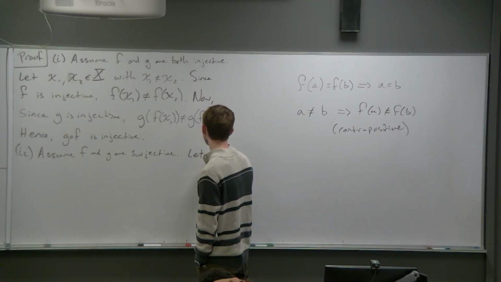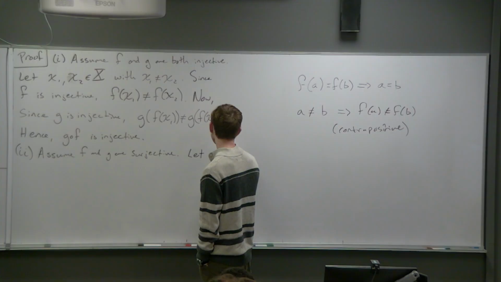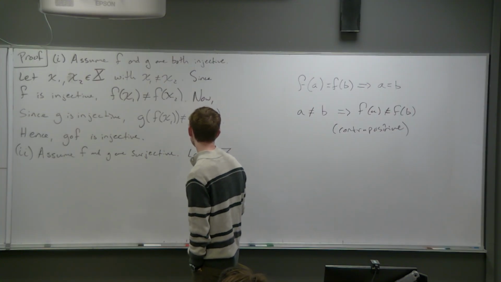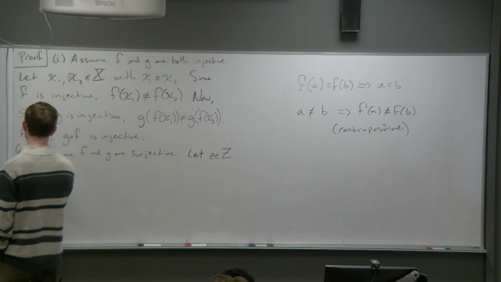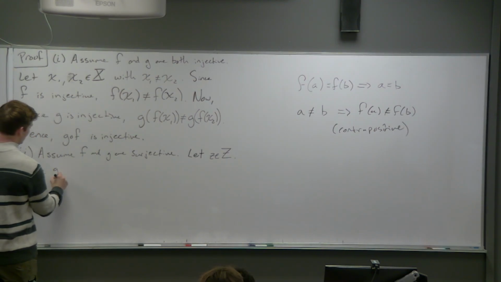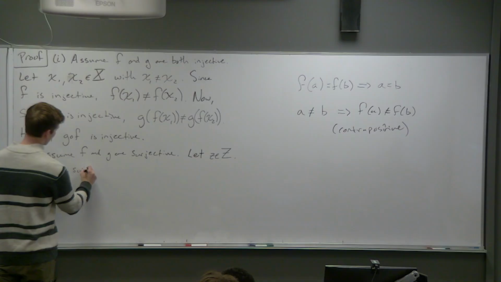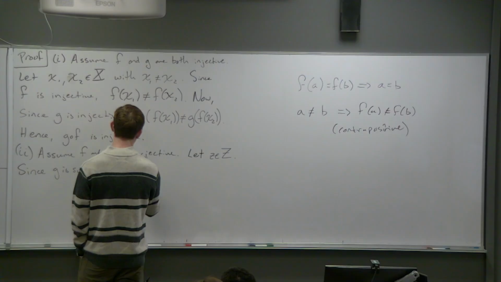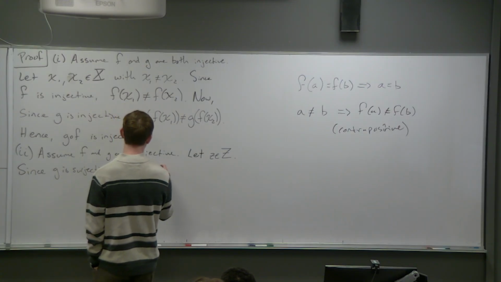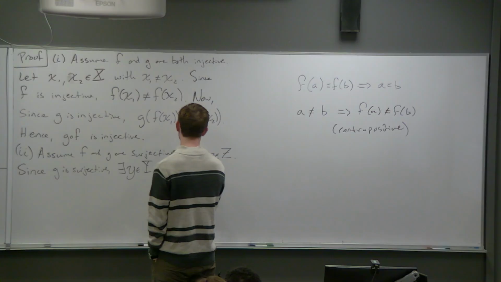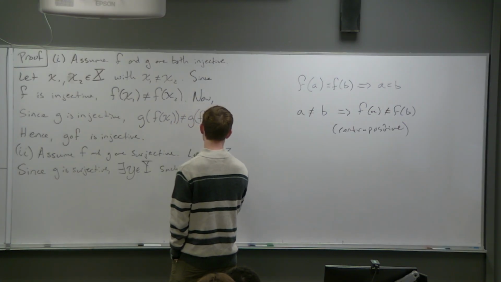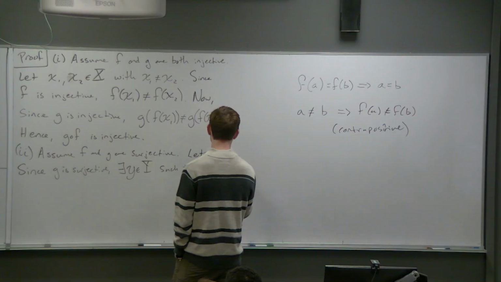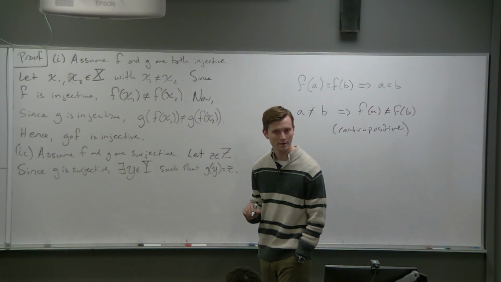Now, let's take z in big Z. Since g is surjective, there exists some y in big Y such that g of little y is equal to z. Yeah?